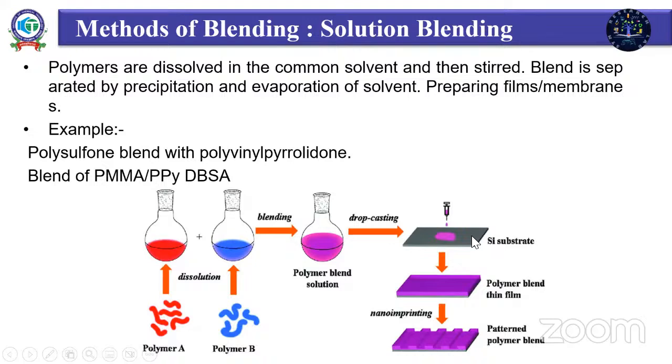and due to the action of solvent evaporation, the solution turns into the formation of a film. Or generally membranes are also generated. So an example is polysulfone blended with polyvinyl pyrrolidone.